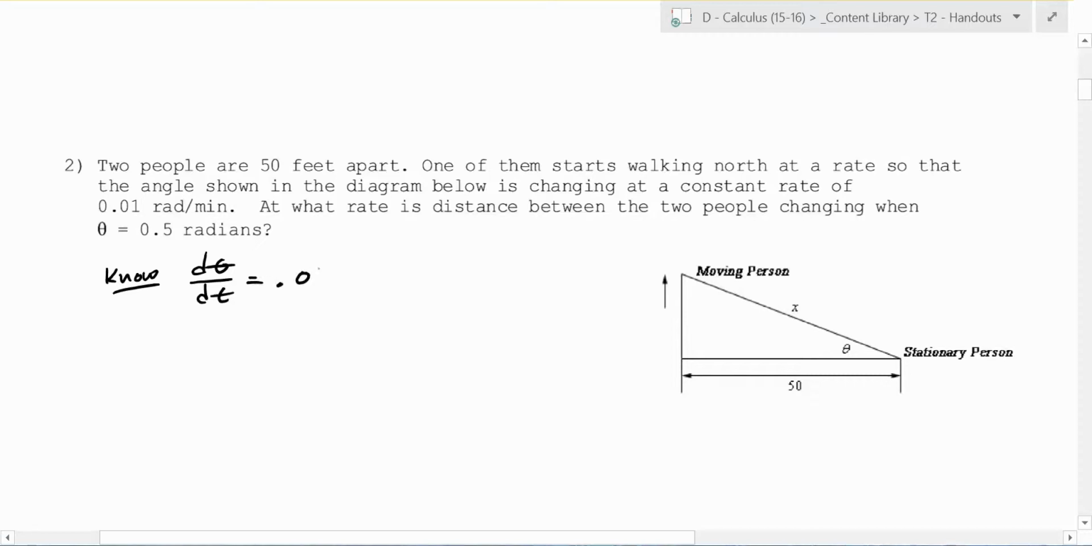Yep, 0.01 radian a minute, correct? And what do you want? And then the bottom, where it says 50, I labeled that y. And do you want dy/dt? No, you do not. At what rate is the distance between the two people changing?